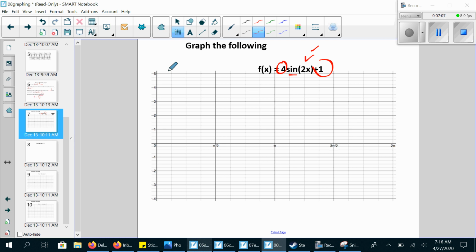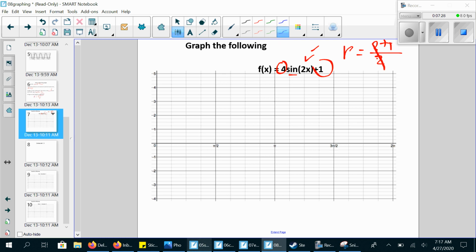So I know that in a little bit I'm going to want to know my period. So let's find that. Period equals 2 pi over frequency. The frequency is 2. So our period is just going to be pi because those 2's will cancel. So we've got a period of pi. Okay, let's start filling this in.